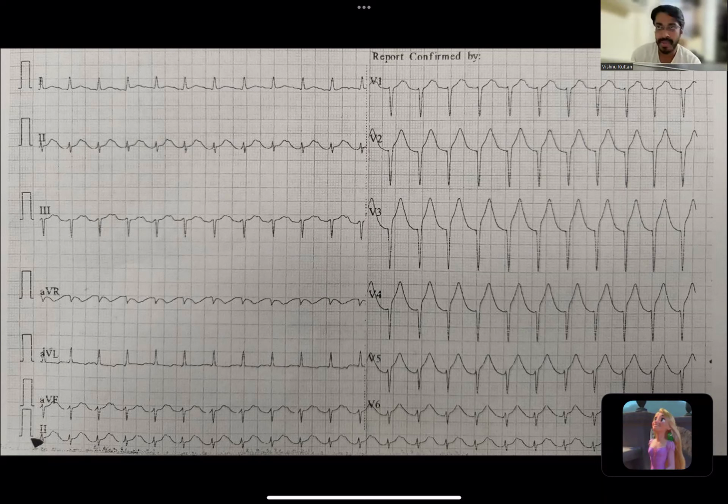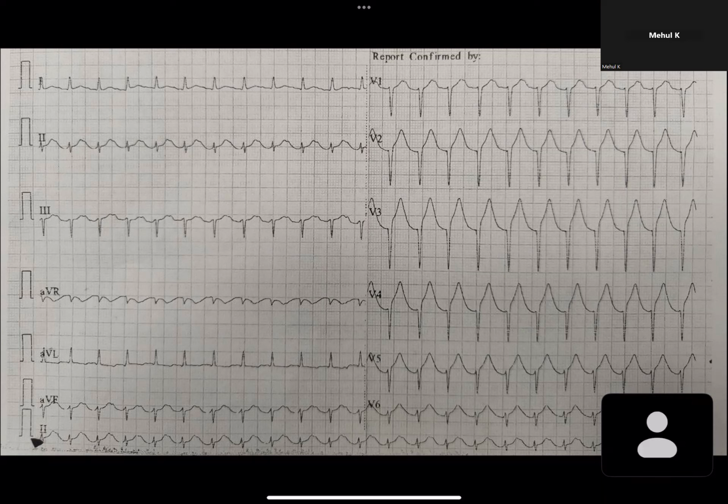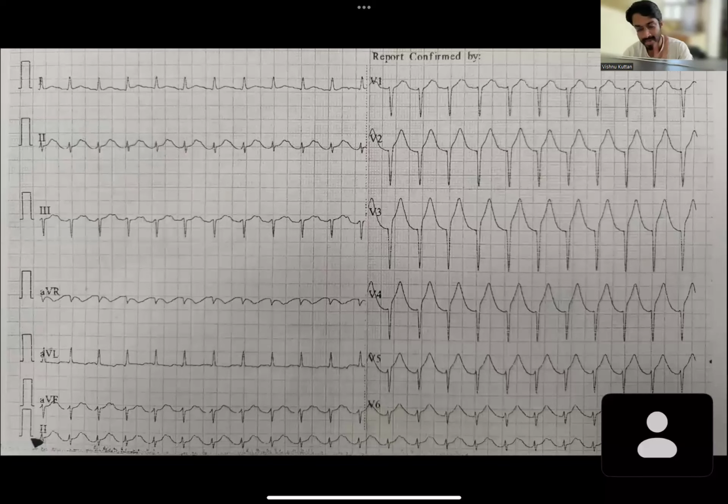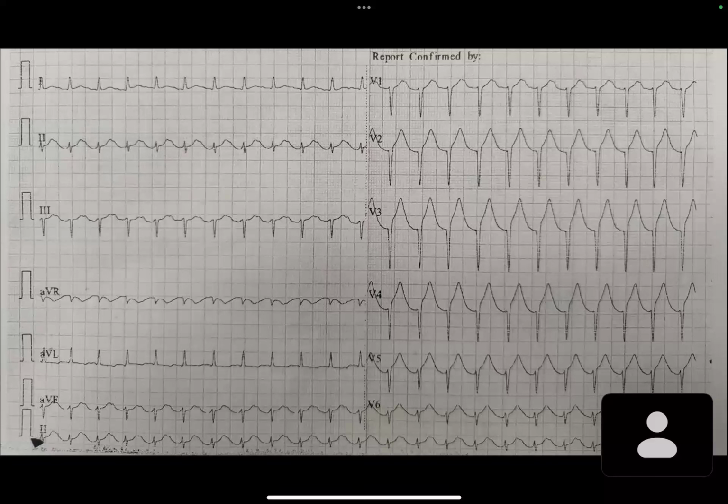No one. Mayuri. Chalo. Arushi, you want to try? Just think that this is not a heart rate of 150. This is a heart rate of 180. You can comment, you can say that this is a heart rate of 180, and the rest you can just fill it up. It's regular.